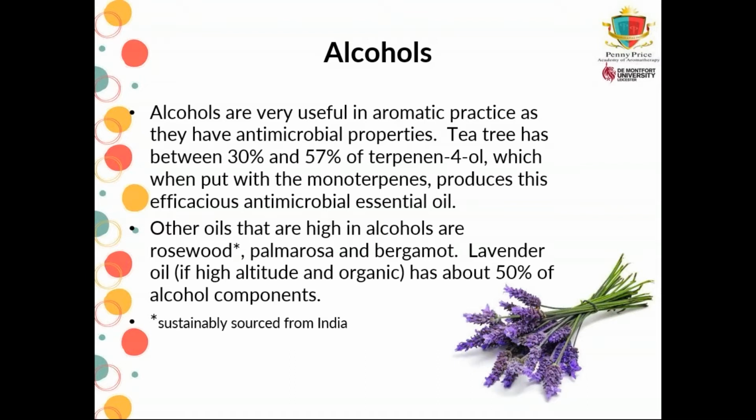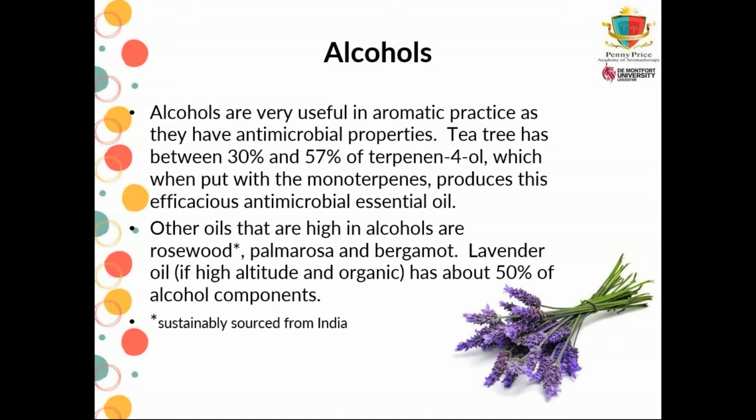So tea tree's got a fair amount of terpinen-4-ol, which is great. It produces a wonderful, efficacious antimicrobial essential oil, and other essential oils that are high in alcohols, just for your delectation and delight, because you could have looked these up yourselves. But rosewood, palmarosa, bergamot. Rosewood is, along with ho wood, amazing, 90% alcohol. You know, that's a nice, gentle antimicrobial approach for children, the elderly, for yourself, that is gently uplifting.